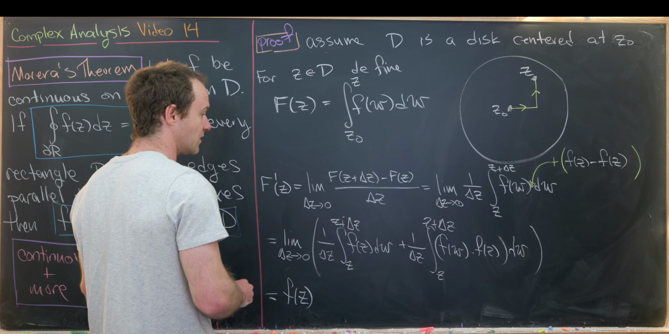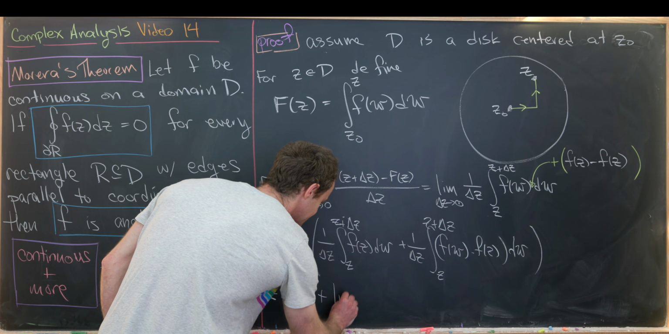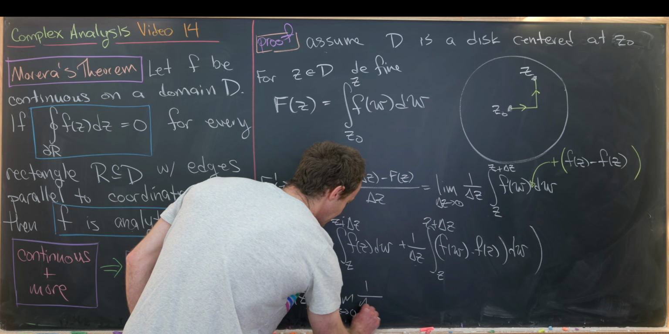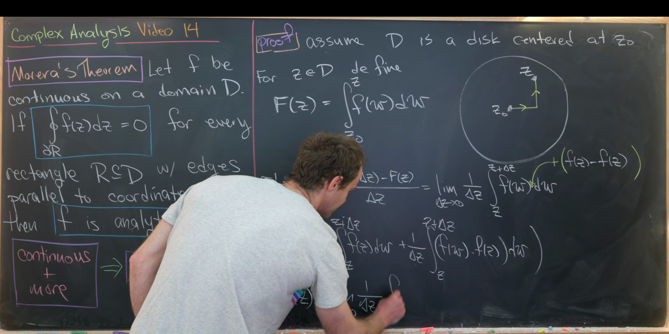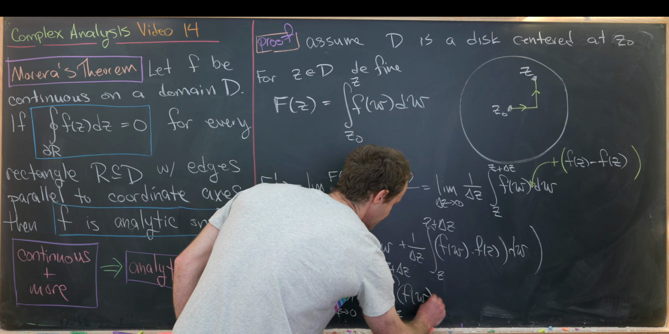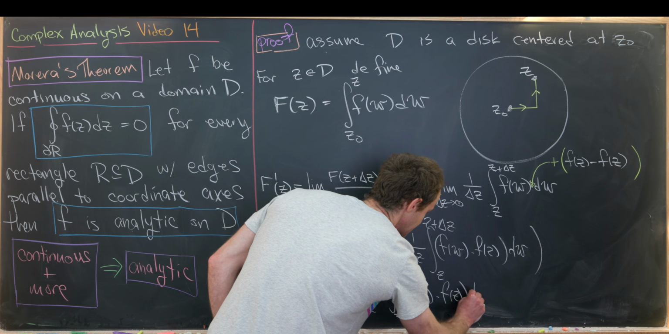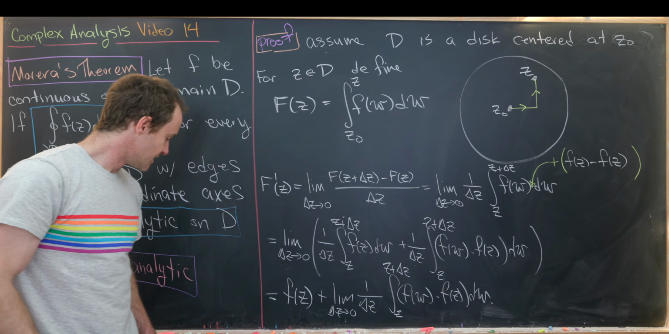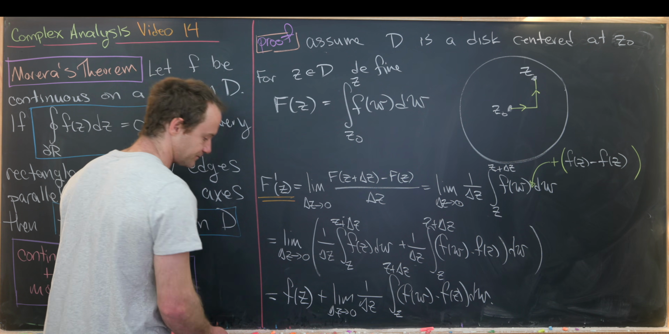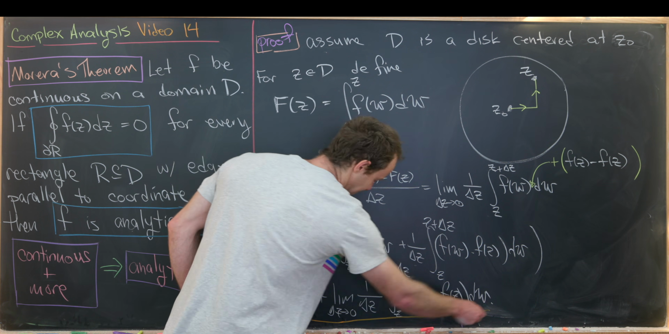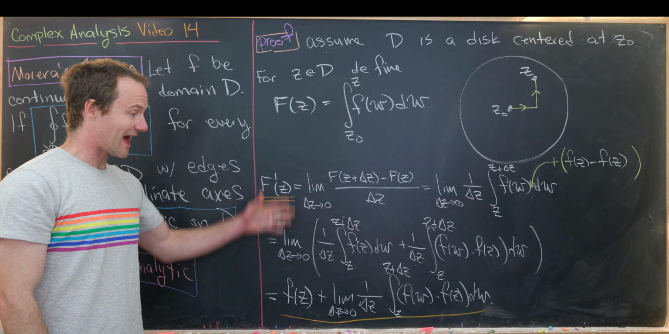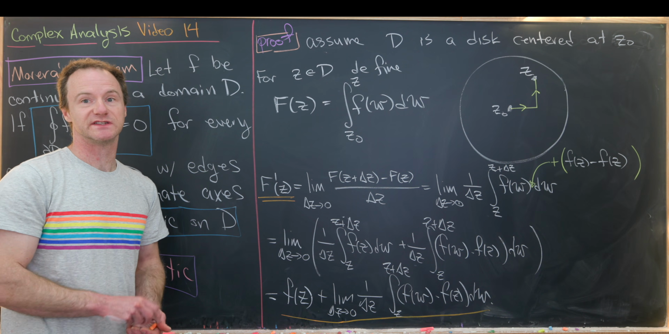this term. Great, and then left over will be plus the limit as delta z goes to 0 of this stuff. So we have 1 over delta z, and then the integral from z to z plus delta z of f of w minus f of z dw. Great. So let's see what we have. We have F prime of z, capital F prime, equals little f of z plus this limit. So let's maybe bring that information to the top and then move on towards the end of this proof.